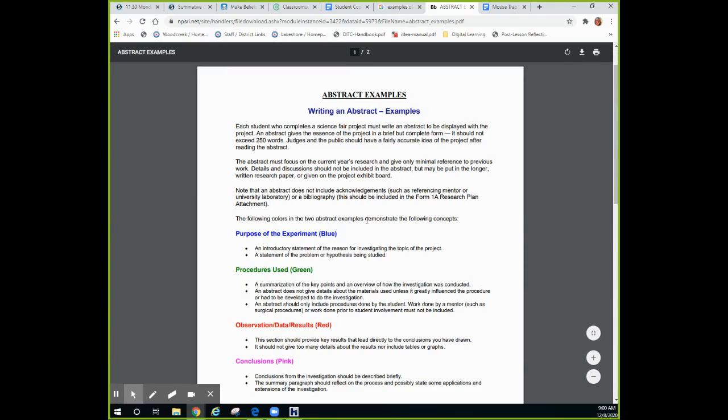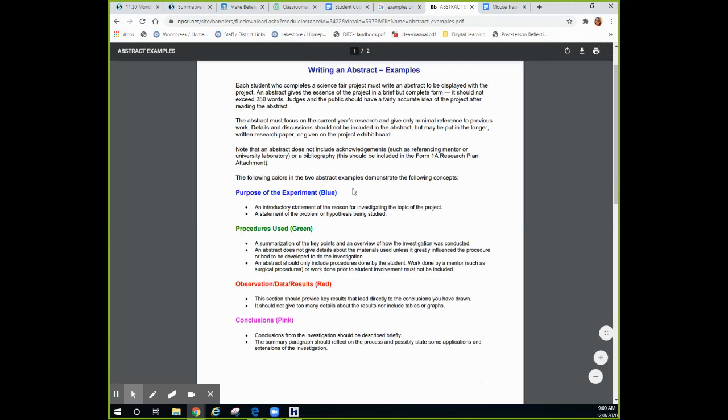Okay, so in this example from the Newport School District that I found on the internet, they color code their claim just as an example, okay? So the purpose of their experiment will be in blue. The procedures that they use, like their design method, will be in green. And their observations, data, and results will be in red. And the conclusion will be in pink.